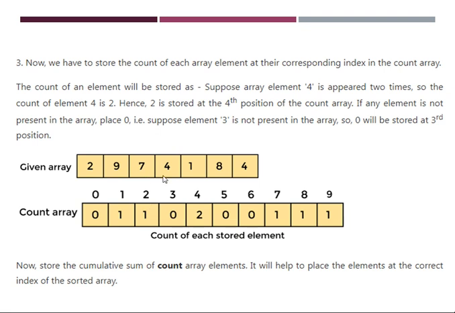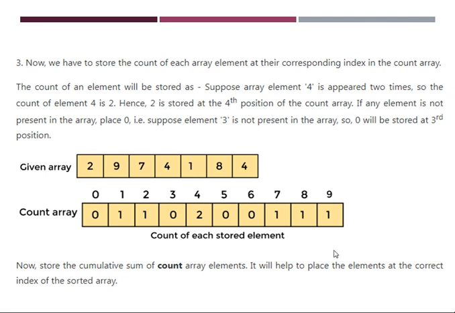Then for 7, 5 is not there in the given array, 6 is also not there, hence we have replaced it with 0. Then 7 appears once, 1 time 7 is appearing, so we have written here 1. Then there is 1 time 8 is there, so hence we wrote it 1, and 9 is also present 1 time, right?